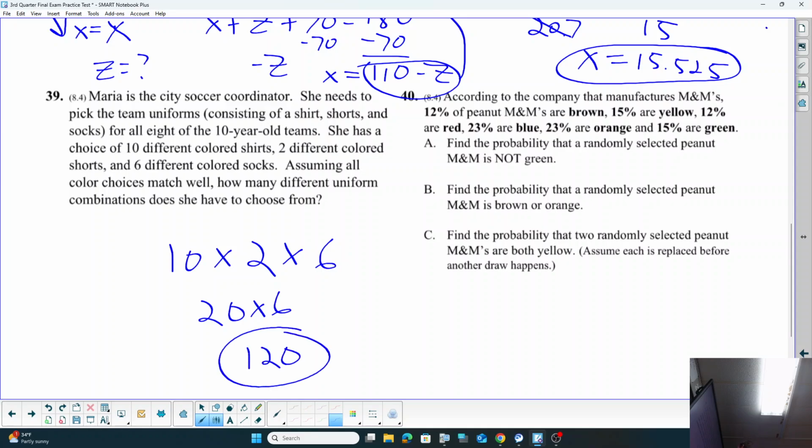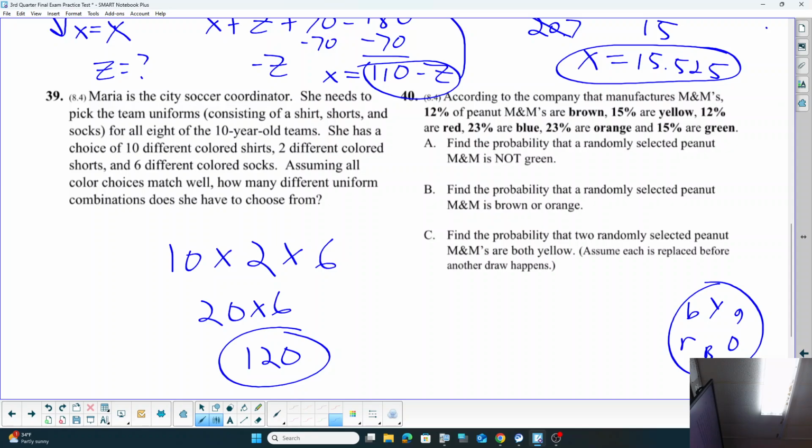According to the company that manufactures M&Ms, 12% of peanut M&Ms are brown, 15% are yellow, 12% are red, 20% are blue. So let's do a circle here just to help us there. So we have brown, yellow, red, blue, orange, and green. Man, there's a lot of percentages going on here. Holy cow. Find the probability that a randomly selected peanut M&M is not green.